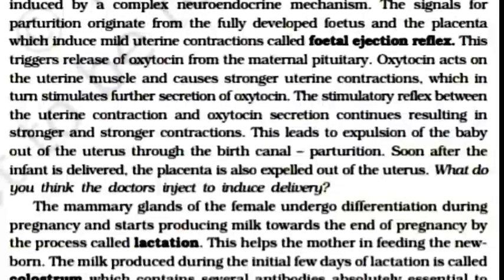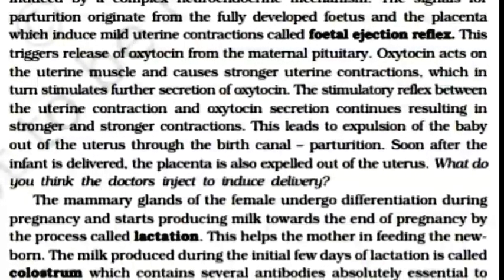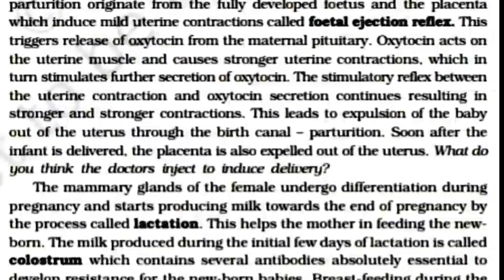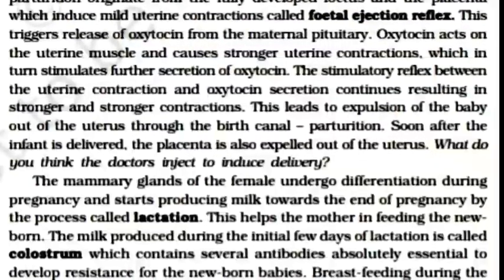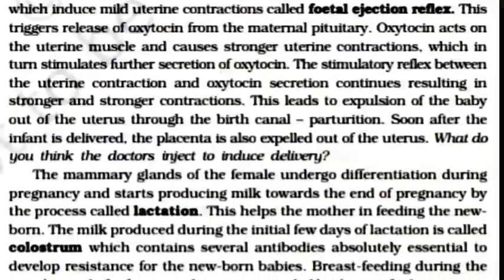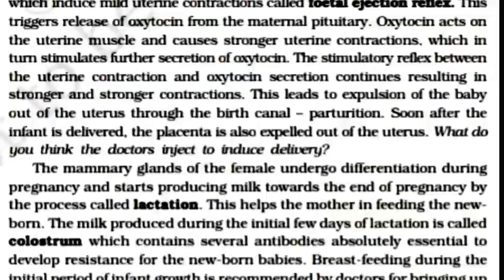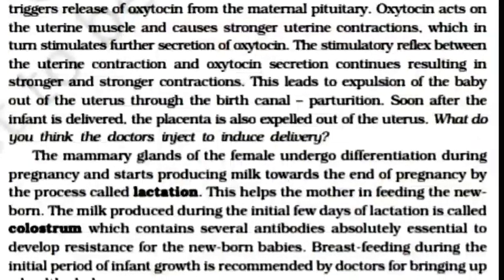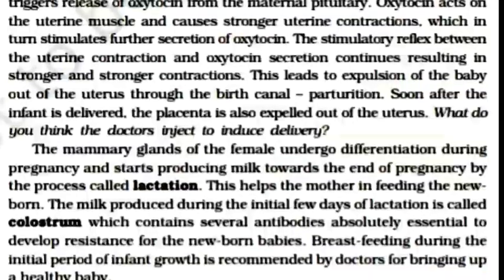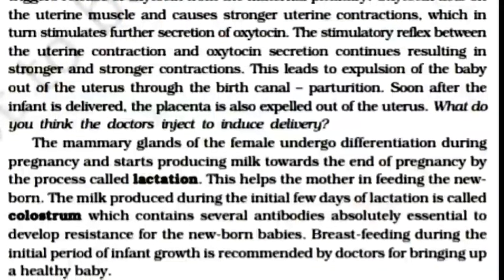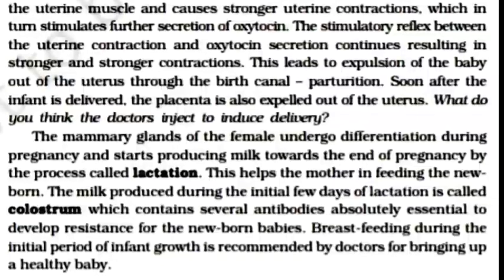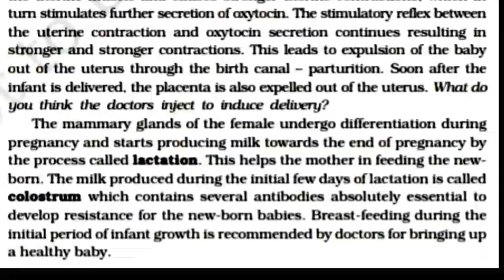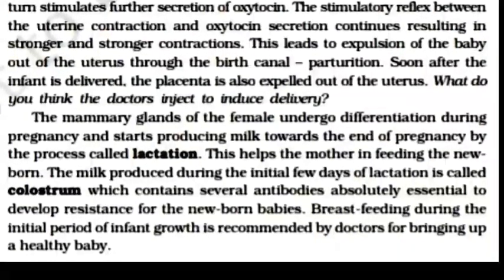The mammary glands of the female undergo differentiation during pregnancy and start producing milk towards the end of the pregnancy by a process called lactation. This helps the mother in feeding the newborn. The milk produced during the initial few days of lactation is called colostrum, which contains several antibodies absolutely essential to develop resistance for the newborn babies. Breastfeeding during the initial period of infant growth is recommended by doctors for bringing up a healthy baby.